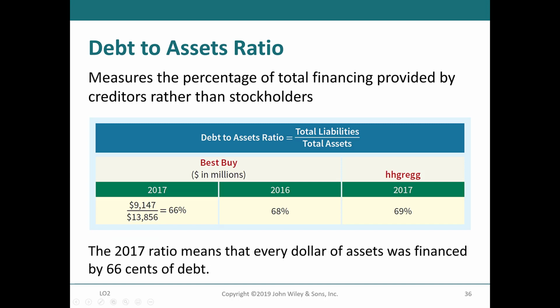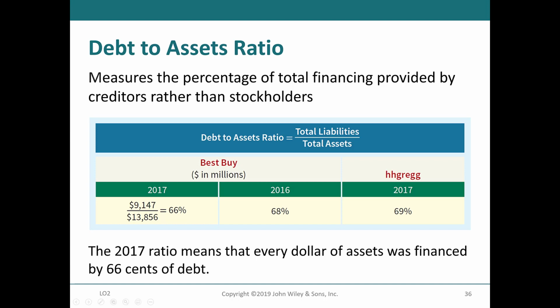How do we calculate our debt to asset ratio? We have total liabilities divided by total assets. Total liabilities divided by your total assets. The other one we did was current versus current, so current assets divided by current liabilities.